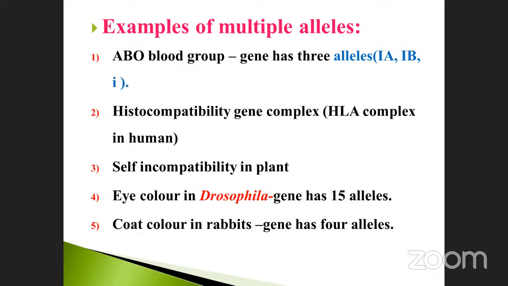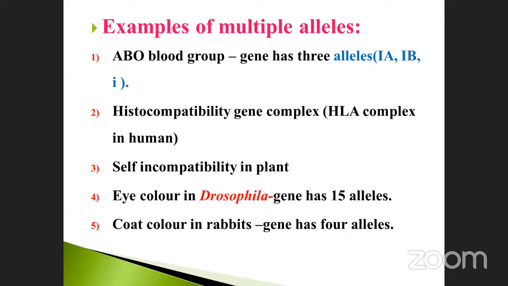Then self-incompatibility in plants, and then eye color in Drosophila. The eye color gene in Drosophila has 15 alleles. How many alleles are present in it? 15 alleles. Sometimes they may ask the question: Drosophila eye color, how many alleles does it contain? 15 alleles. The coat color of the rabbit, we already studied that also. How many alleles are there? 4 alleles. Don't forget, my dear.